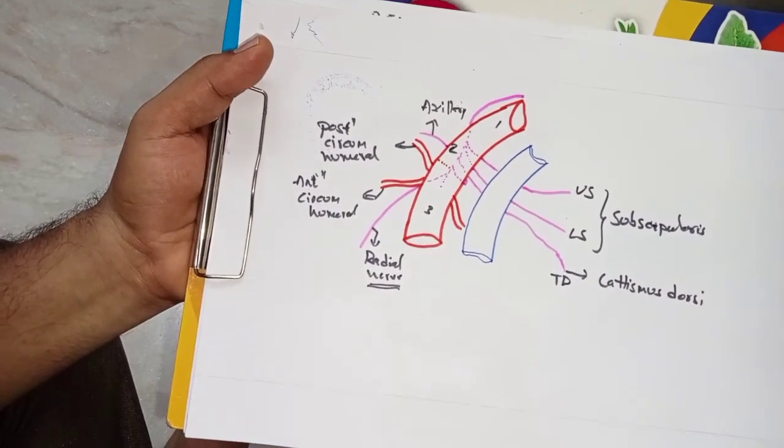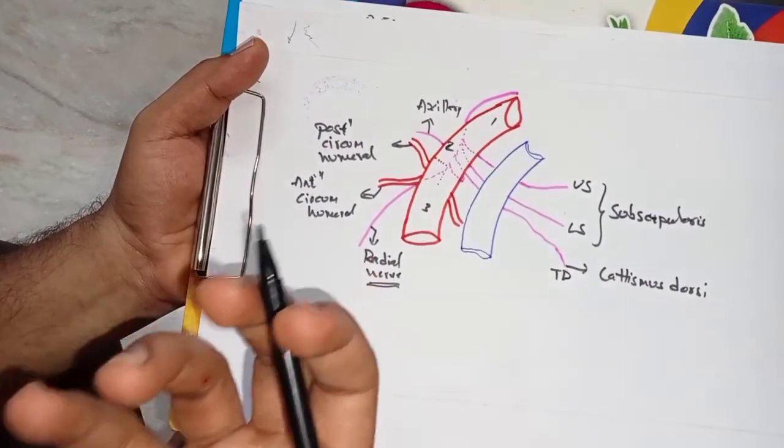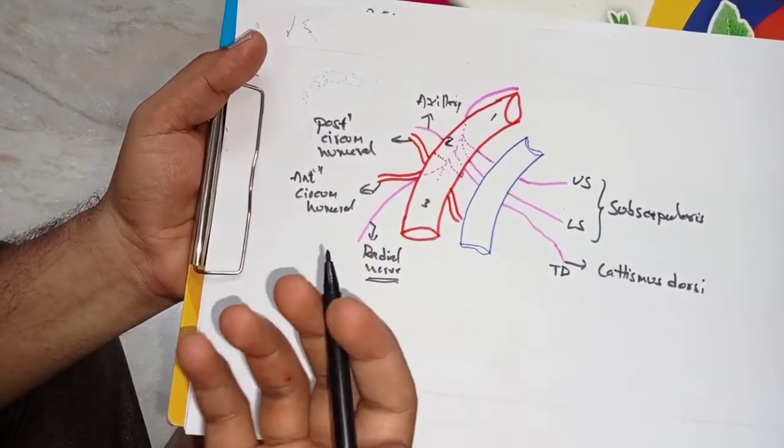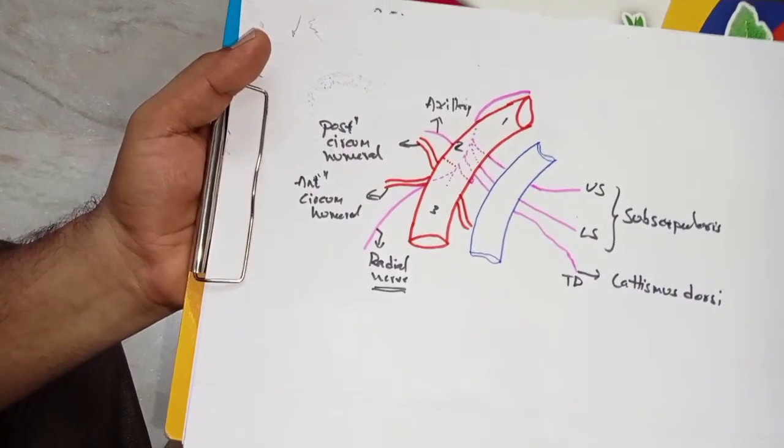I think this class is a little easier to understand, and you can easily reproduce it in the examination. In the next class, I am going to explain the other relations of the axillary artery and its branches.